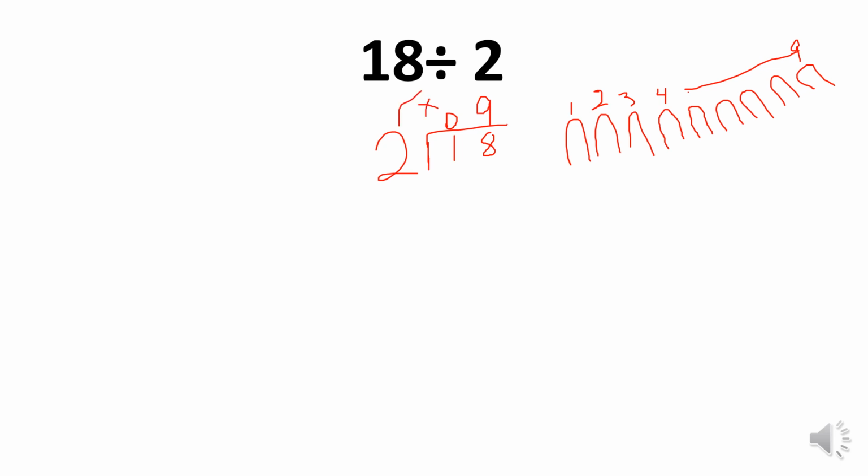The next step is to multiply. 2 9s are 18. Now we're going to subtract. 8 take away 8 is 0. 1 take away 1 is 0. So our answer is 9.